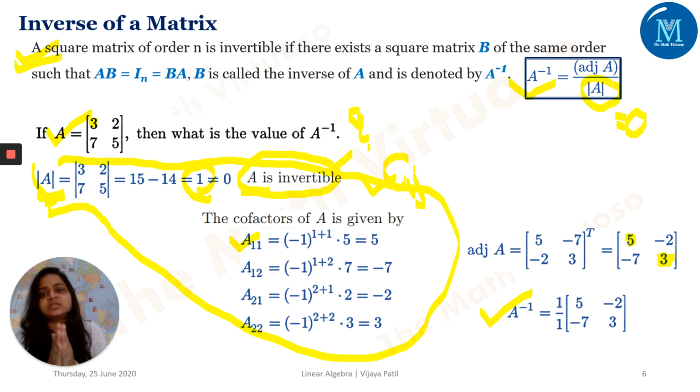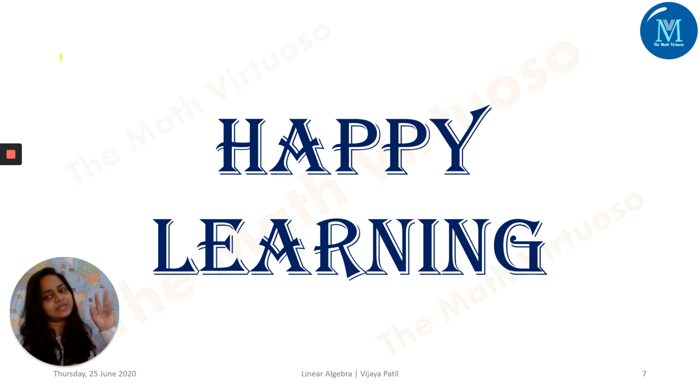If you are interested in these definitions and notations, I have put them on my slides. The properties of the inverse and the adjoint have been given in the link below the video, so you can go and see the description section. You will get the properties of those inverses there. I hope you have understood the concepts of minors, cofactors, adjoint, and hence the inverse. Thank you. Happy learning.